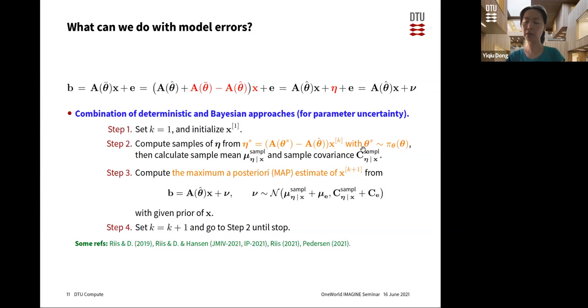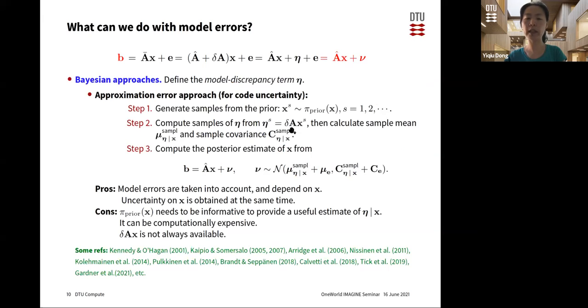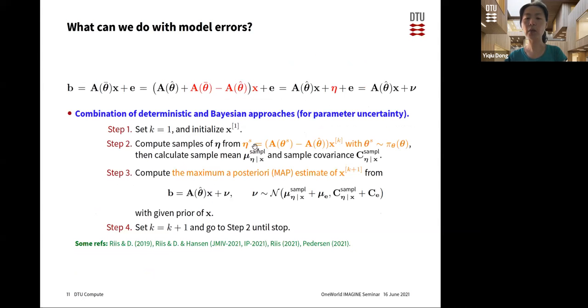We suggest giving an assumption on the parameter distribution. So we assume we know the distribution of theta, then we draw samples of theta. Then from the samples of theta with a given X, we calculate the sample of eta. This is different from AEA, because in AEA we calculate the sample of eta according to the sample of X. Here, we calculate the sample of eta according to the sample of the model parameter, and X is given.